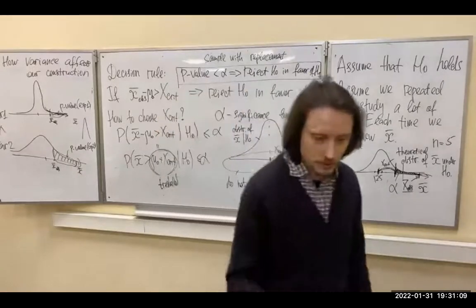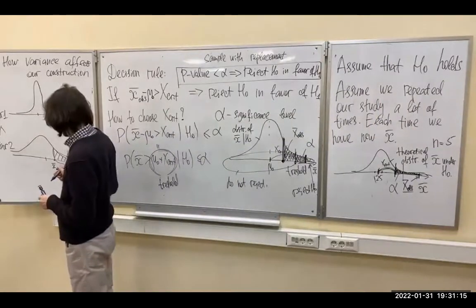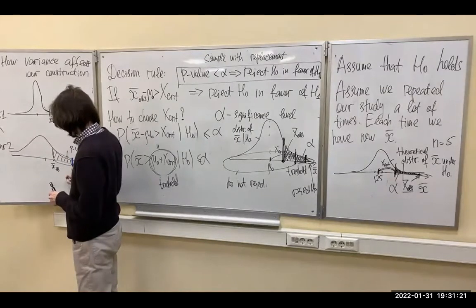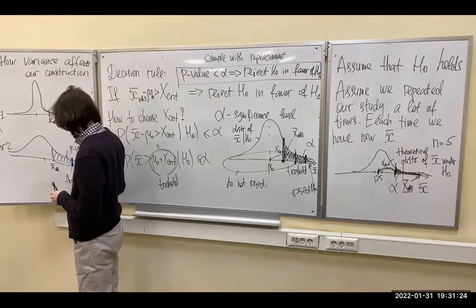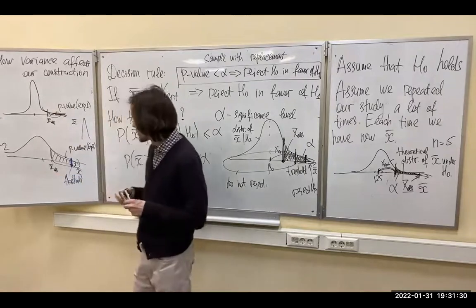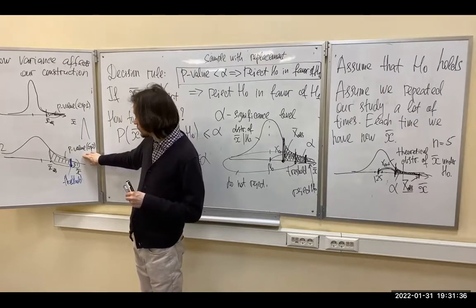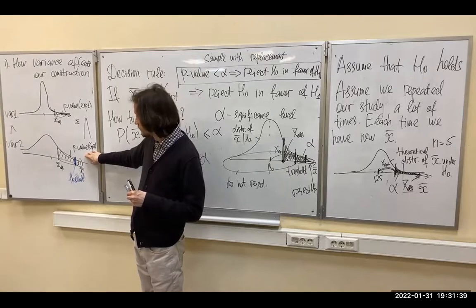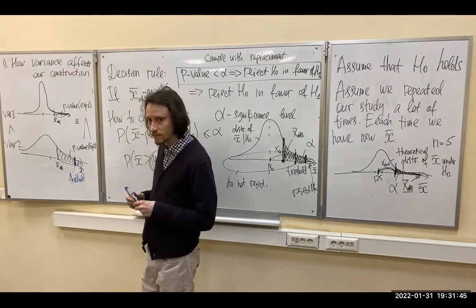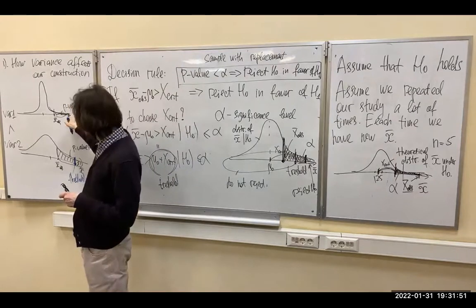Okay, what about X critical? What about the critical level? Assume that here, this critical level is somewhere here. This is my threshold. Where should I put it on this picture? I think in the same place, in the same distance from X observed. You mean somewhere here? Yes.